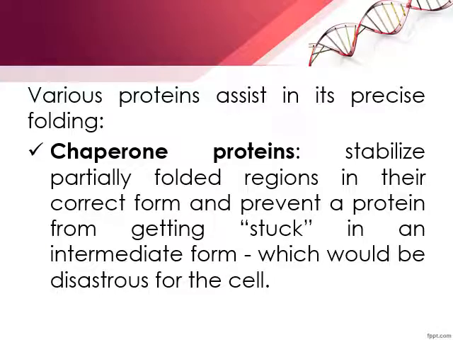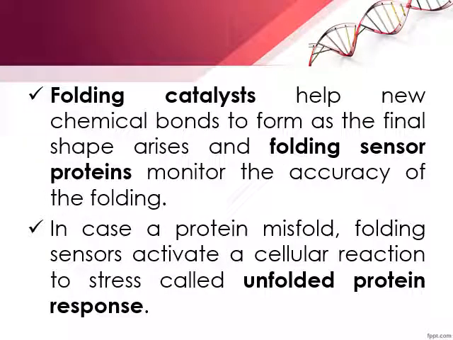Then various proteins assist in its precise folding. We have the chaperone proteins. So it stabilizes partially folded regions in their correct form. We also have the folding catalyst, which helps new chemical bonds to form as a final shape arises. Tapos, in case of a protein misfold, a folding sensor activates a cellular reaction to stress called the unfolded protein response.